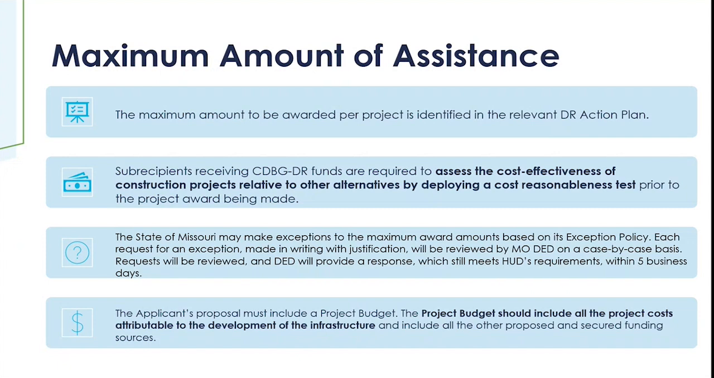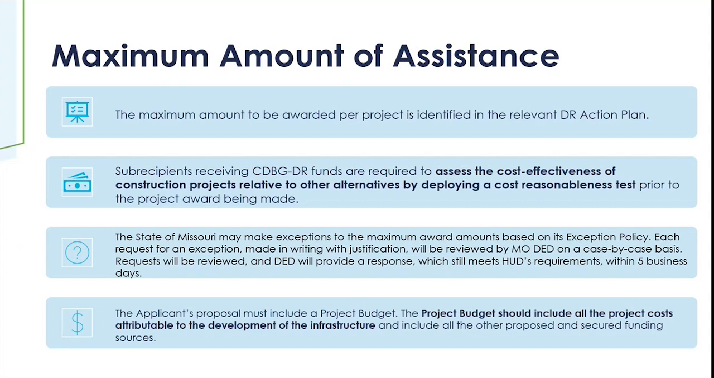Okay, now we're going to talk about the maximum amount of assistance. And so this is just for on a project level, what is the maximum award that can be made for each project? So we'll get into this in a little bit more detail when we talk about the specific projects, but we can find the maximum amount to be awarded per project in the relevant DR action plan.